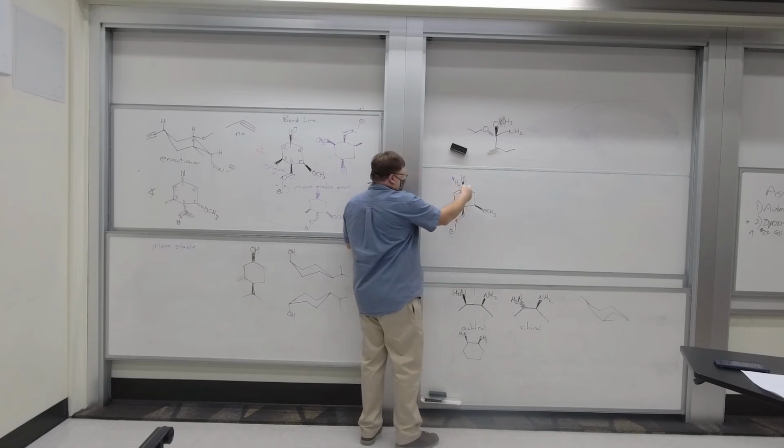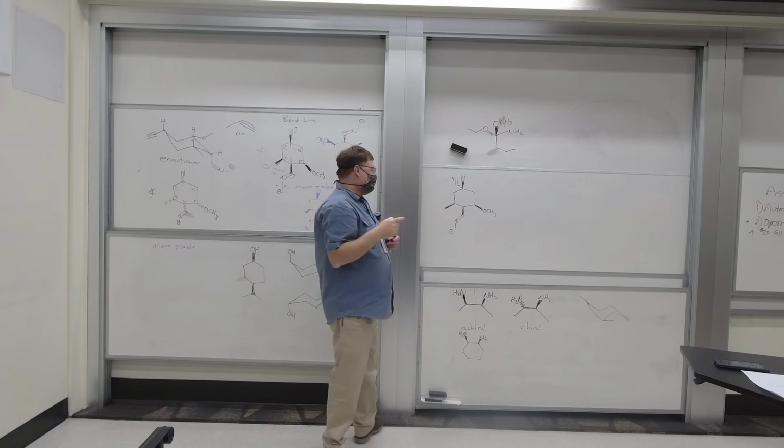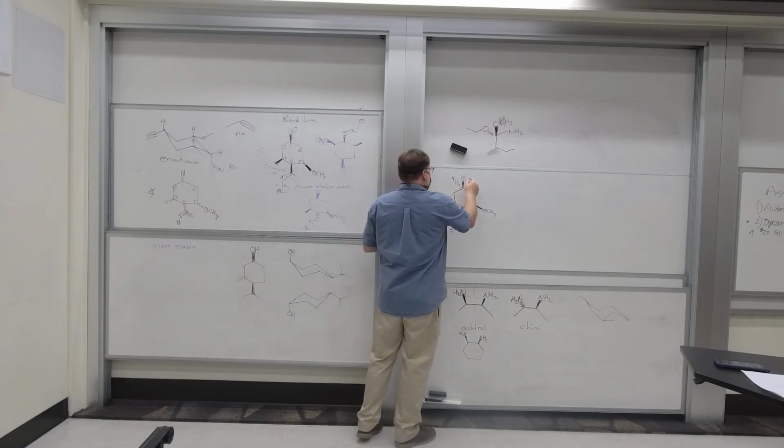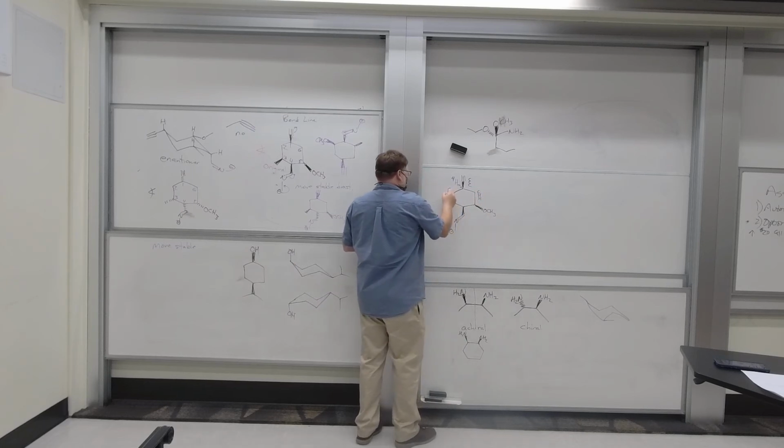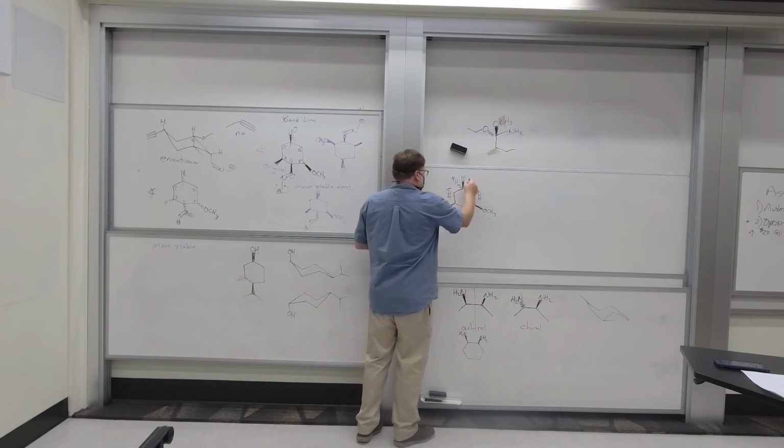Is this carbon chiral? It's bonded to a C, a C, a C, and an H. The C's all tie. This carbon is bonded to 3 C's. This carbon is bonded to a C, an H, and an H. This carbon is bonded to a C, an H, and an H. All right, carbons all tie.